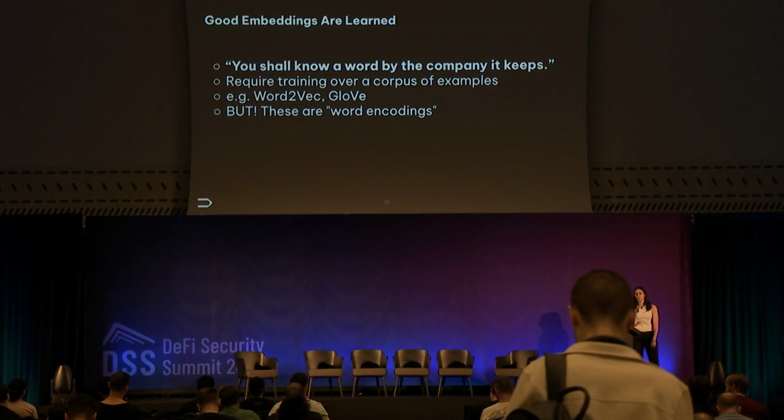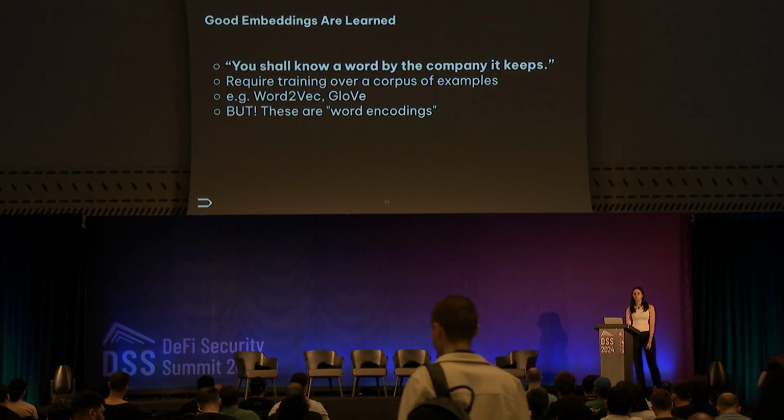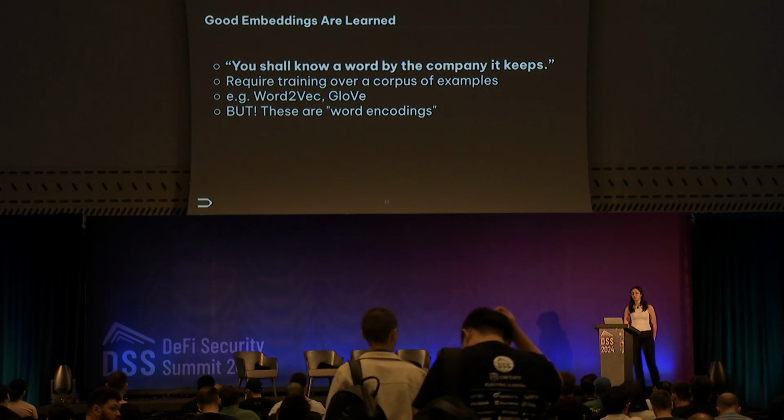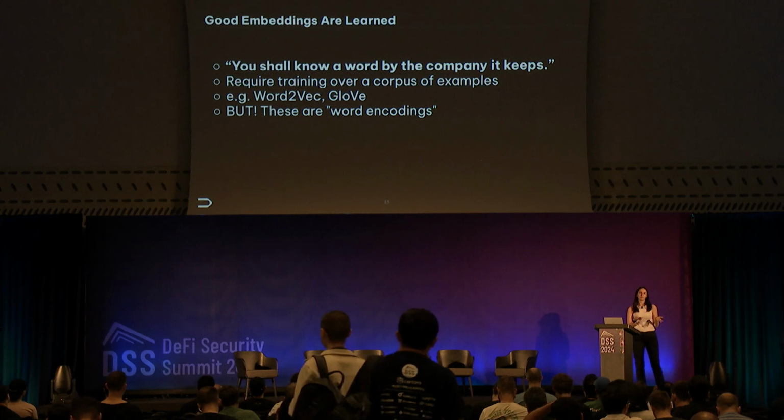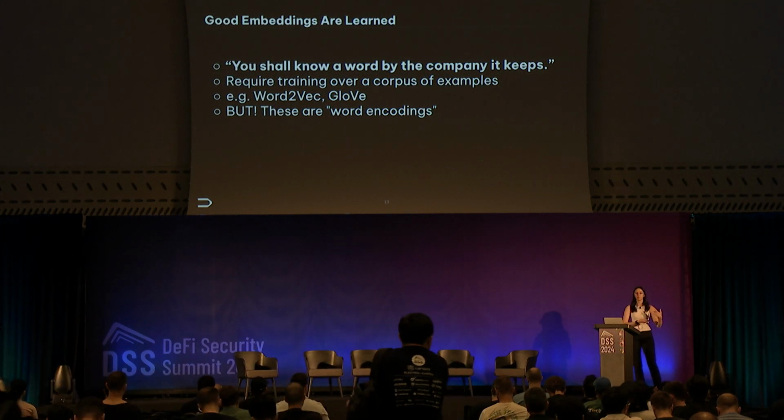Next, you should know that not all embeddings, good embeddings are learned. That's a different slide. So what that means is that you need to do training to get good embeddings. There's no magic algorithm that's going to give that to you. You need the statistical properties of a big corpus. As it's a special code in the NLP world, you shall know a word by the company it keeps. That means that words that appear in similar contexts will have similar meaning.